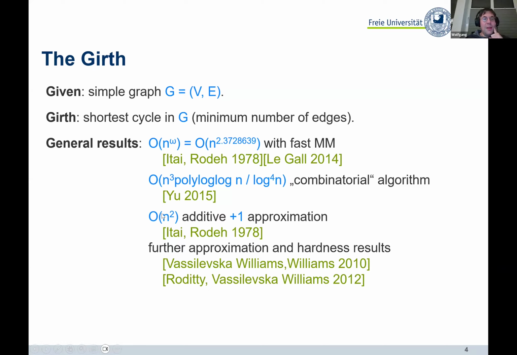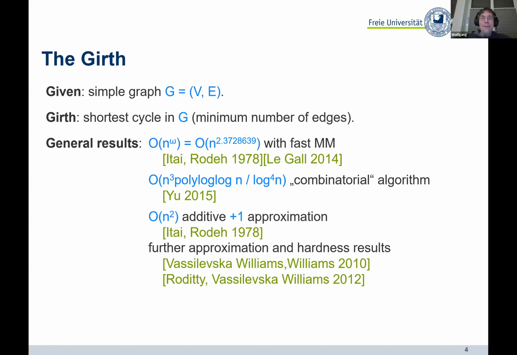And then there are also approximations. If you want just an additive +1 approximation, you can improve from n cubed to n squared. There's also a lot of work on this, in particular the question of whether a graph contains a triangle has been studied a lot, and it's one of those hardness assumptions that people like to conjecture: that there's no combinatorial algorithm for finding triangles that is truly subcubic. And that makes this problem interesting. So it has a lot of history.